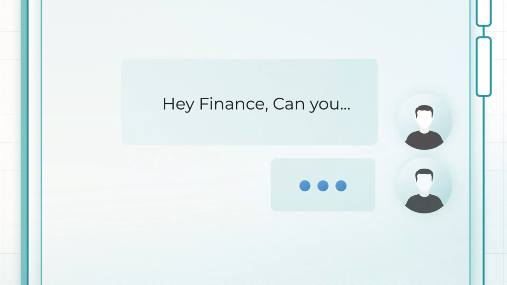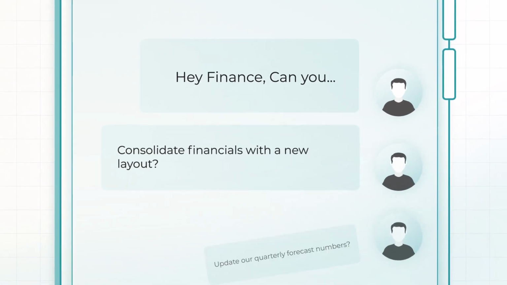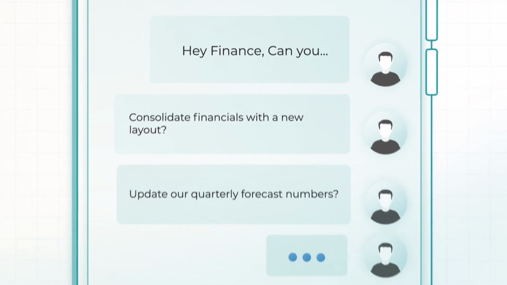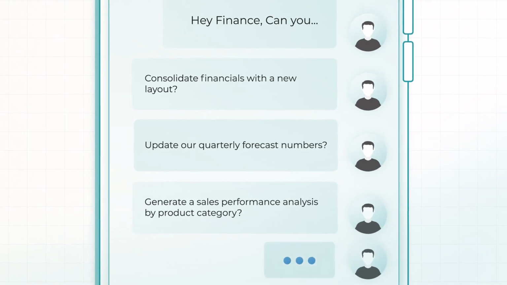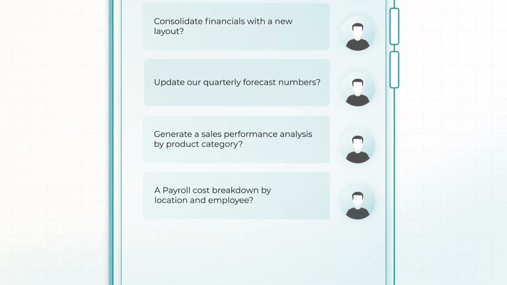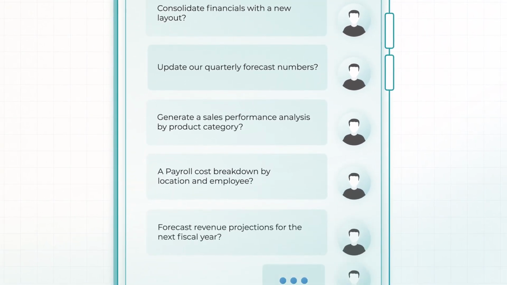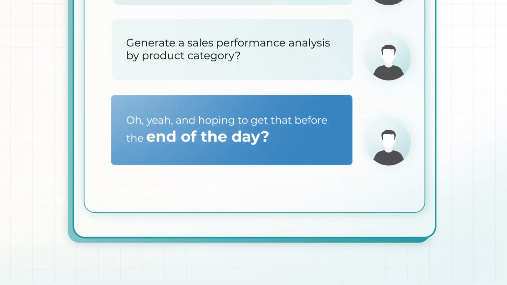Hey, finance, can you consolidate financials with a new layout, update our quarterly forecast numbers, generate a sales performance analysis by product category, a payroll cost breakdown by location and employee, and forecast revenue projections for the next fiscal year? Oh yeah, and hoping to get that before the end of the day. All right, thanks.